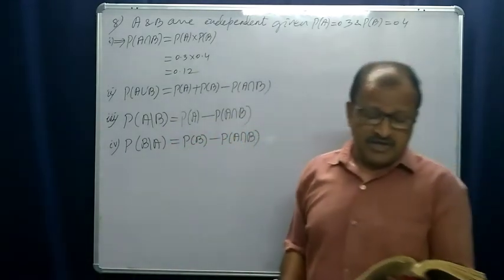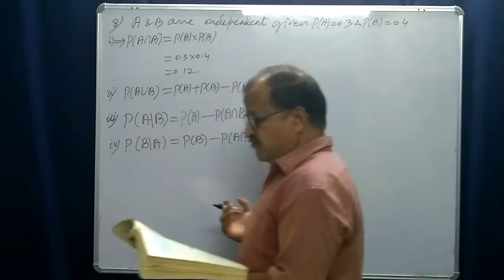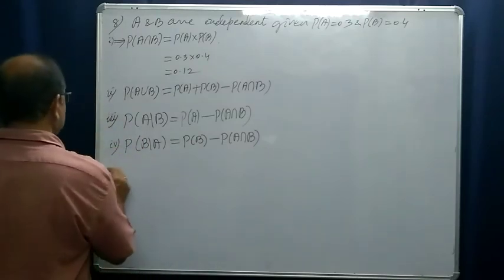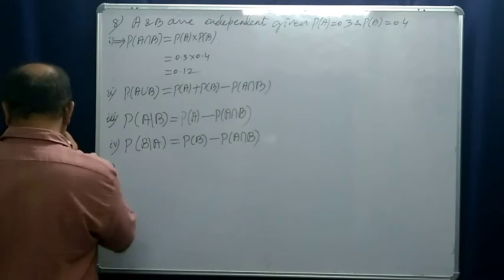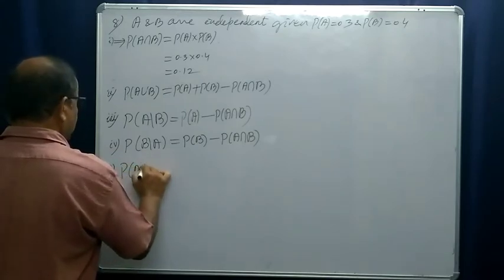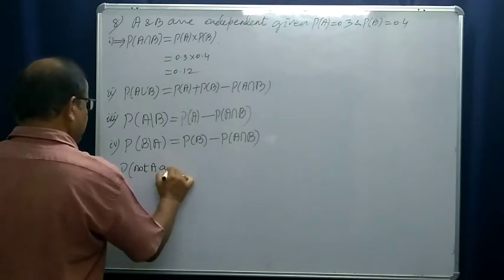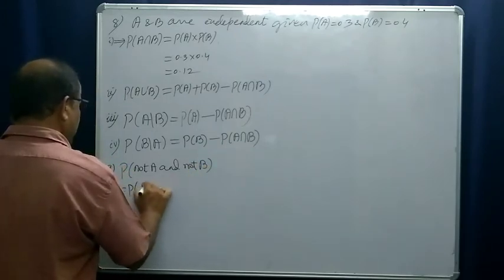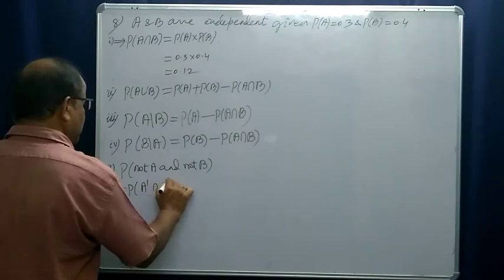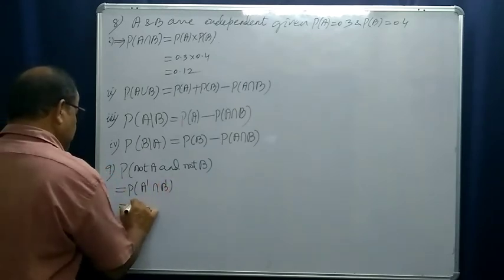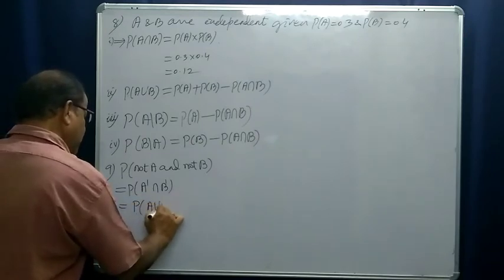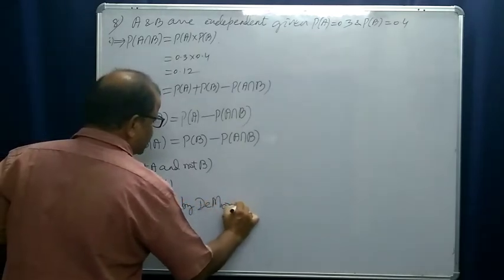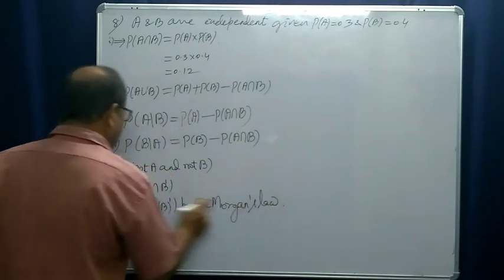Then question number 9. If A and B are two events such that the probability of A is given, the probability of B is given, and the probability of A intersection B is given, find the probability of not A and not B. That means the probability of A complement intersection B complement, that is the probability of A union B whole complement by De Morgan's law.